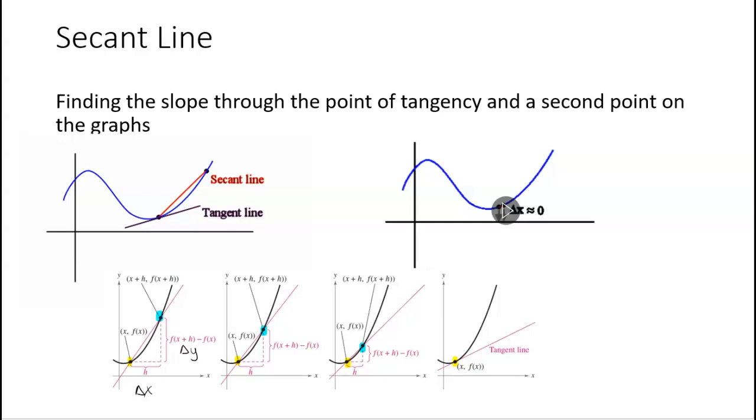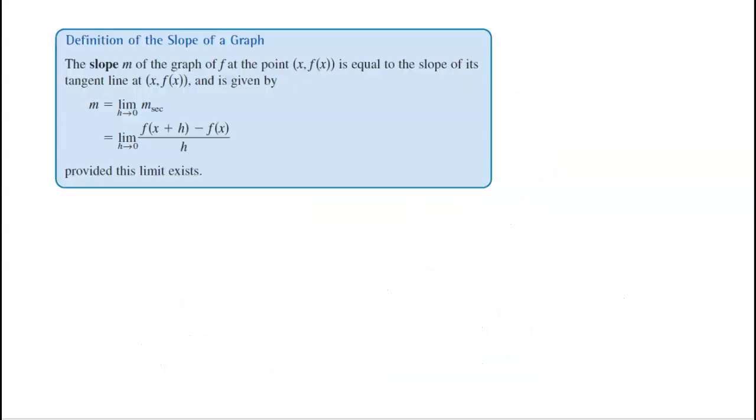So we have a formula. We know what the slope is, right? Slope is change in y over change in x. The only difference is we're going to use a different way to write the change in y and the change in x. We're going to use a limit. And this is the definition.